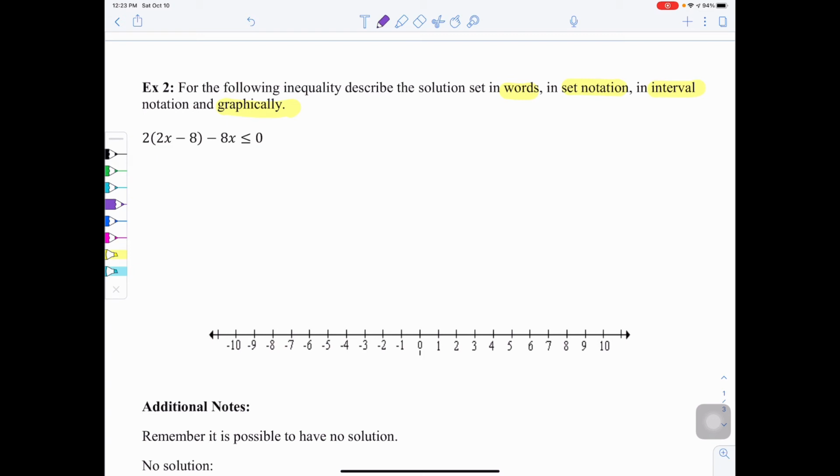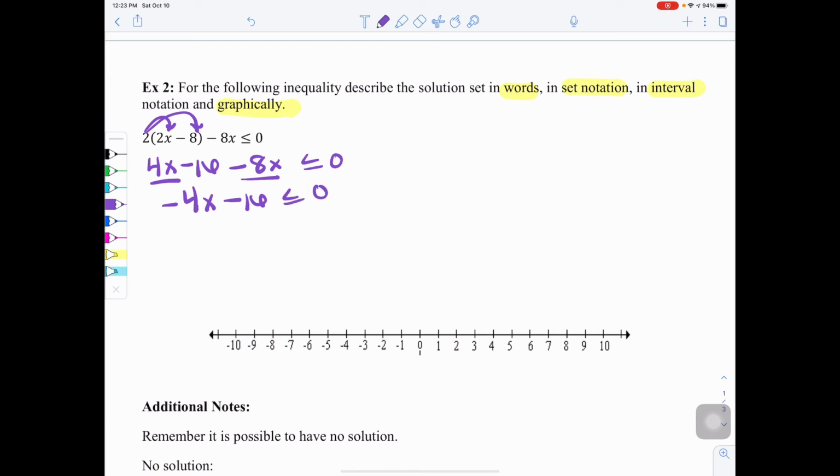I'm going to start with simplifying as much as possible before I start solving. I see distributive property. So 2 times 2x is 4x. 2 times negative 8 would be negative 16. Then we have minus 8x is less than or equal to 0. Now I would check for like terms. On the left-hand side, I have like terms. I can combine 4x and negative 8x to make negative 4x minus 16 is less than or equal to 0.